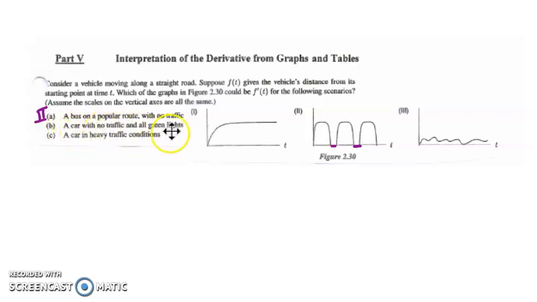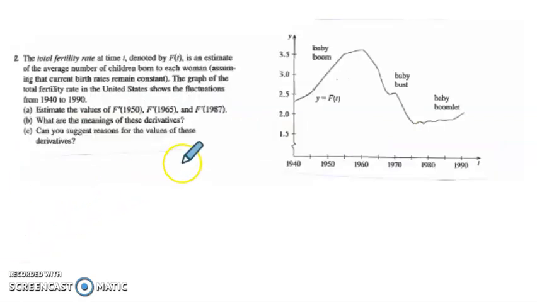Next, a car with no traffic and all green lights. Well, that's number 1 because the car starts and then just keeps going at a constant velocity. So B goes to number 1. And then last, a car in heavy traffic conditions. This car is going to be starting and stopping and speeding up and slowing down. So the velocity will be increasing and decreasing. So that is 3.